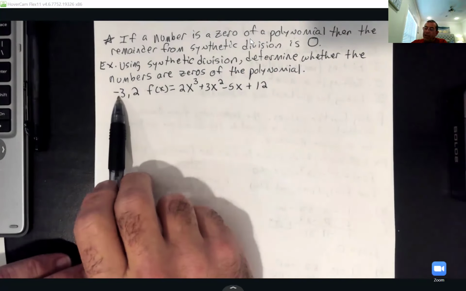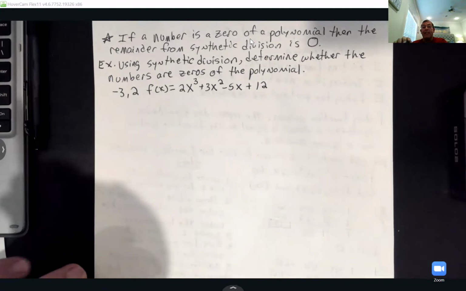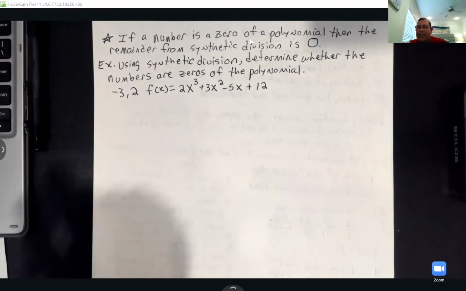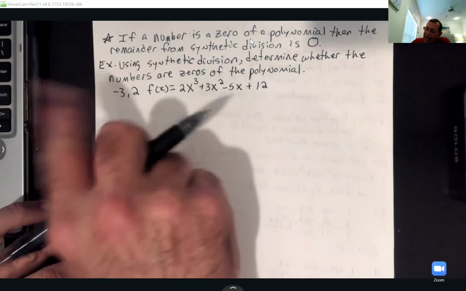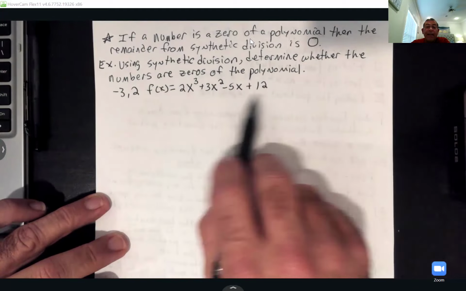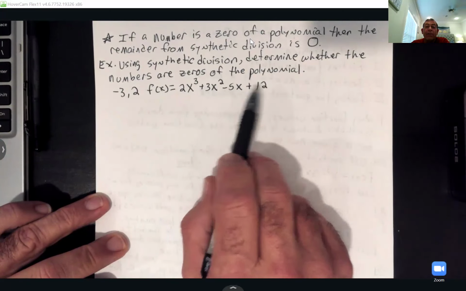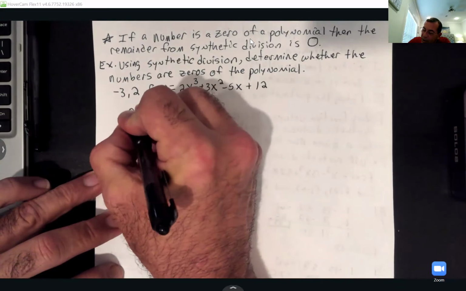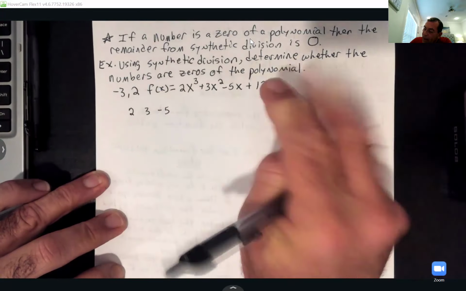Okay, so they want me to check negative 3, see if it's a 0. They want me to check 2, see if it's a 0. So this will be like a yes, no type answer on this one, okay? And you got to put them in the order that they give them to you. So we got to check that negative 3 first. First of all, we got to write our coefficients. So let's see if anything's missing. I got the x to the third, I got my x squared, I got my x to the first, and I got my constant term. So nothing's missing. So write your coefficients: 2, 3, negative 5, and 12.